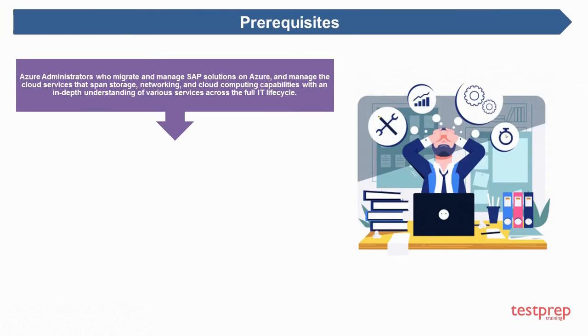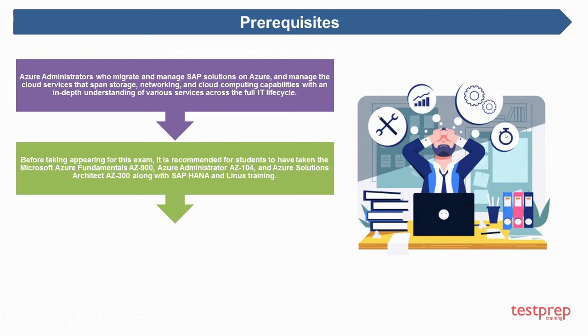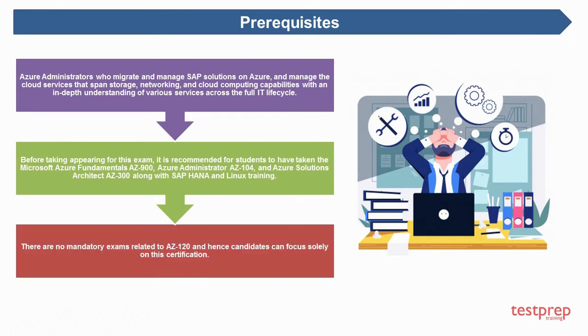Prerequisites. Azure administrators who migrate and manage SAP solutions on Azure, and manage the cloud services that span storage, networking, and cloud computing capabilities with an in-depth understanding of various services across the full IT lifecycle. Before appearing for this exam, it is recommended for students to have taken the Microsoft Azure Fundamentals AZ-900, Azure Administrator AZ-104, and Azure Solutions Architect AZ-300 along with SAP HANA and Linux training. There are no mandatory exams related to AZ-120 and hence candidates can focus solely on this certification.